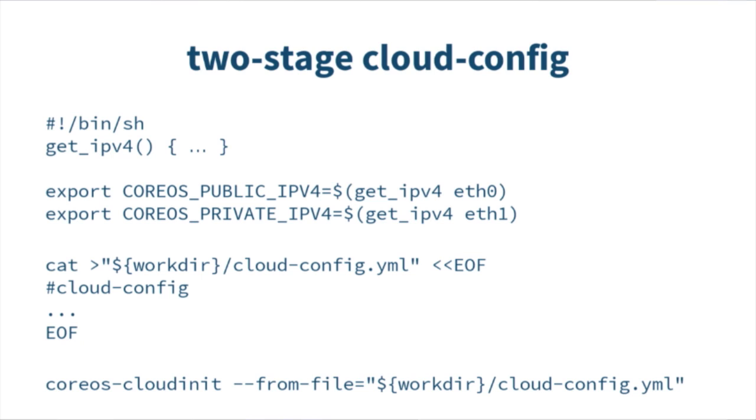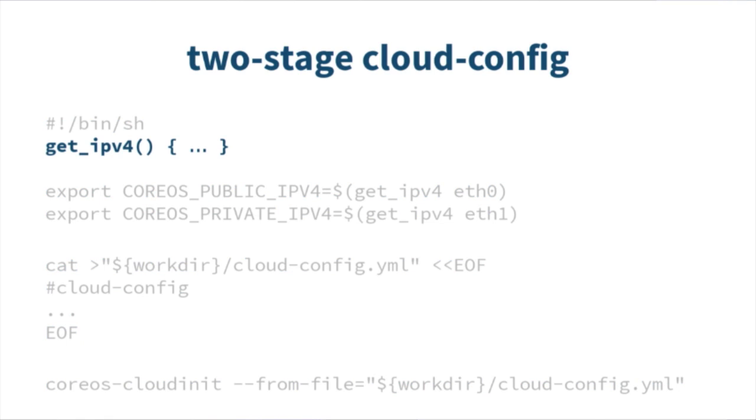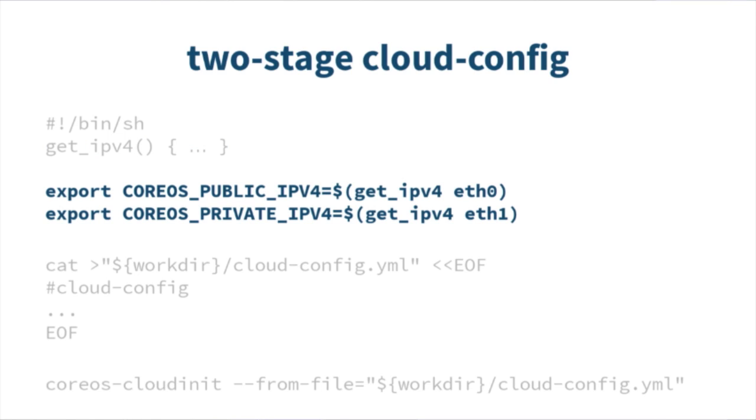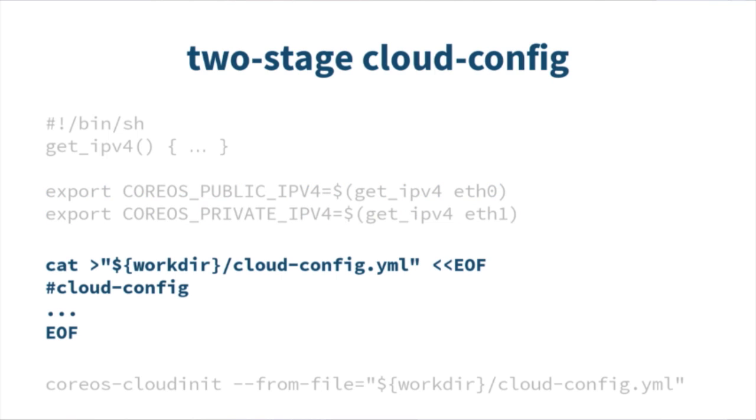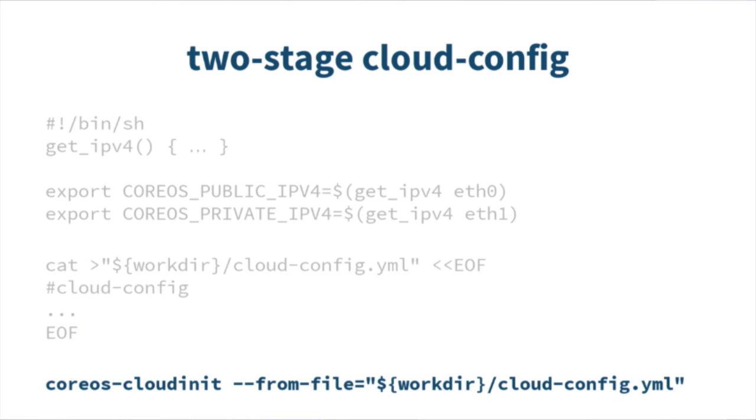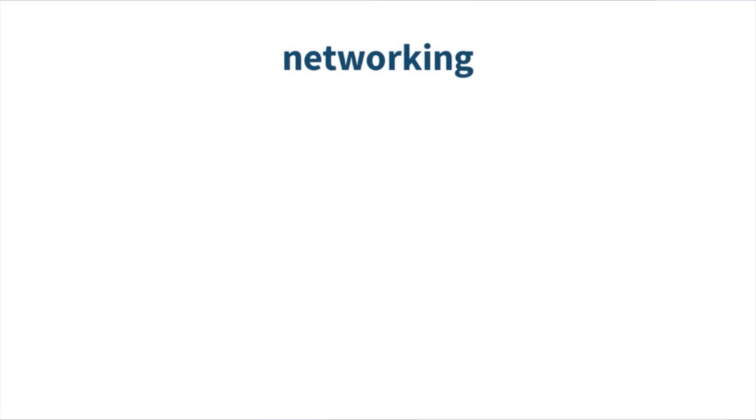So let me walk through this real quick and explain what this is doing. The first piece of this is an example function that we use to get the IPv4 address of an interface. We then use that function to get the public and private IPv4 addresses. In this case, it's eth0 and eth1. We write the cloud config that we just looked at onto a temporary location on disk, and then we actually tell CoreOS cloud-init to use that file to execute. This is the best strategy for working around using custom data at this point. It's not great.